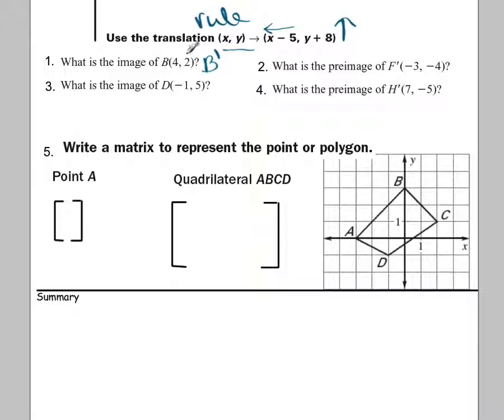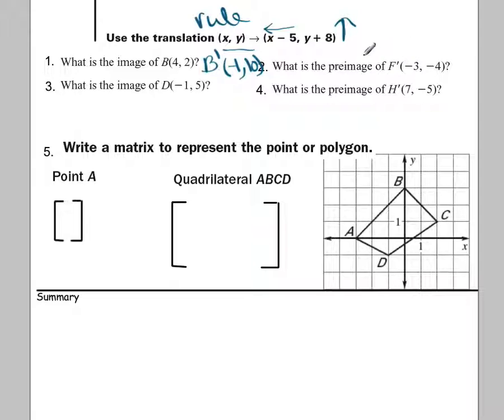The old one is B, the new one's B prime. So the old point was (4, 2). So for the x, which is 4, we're going to subtract 5. 4 minus 5 would be negative 1. And then for the y, 2, they want us to add 8. 2 and 8 is 10. So that'll be at (-1, 10).